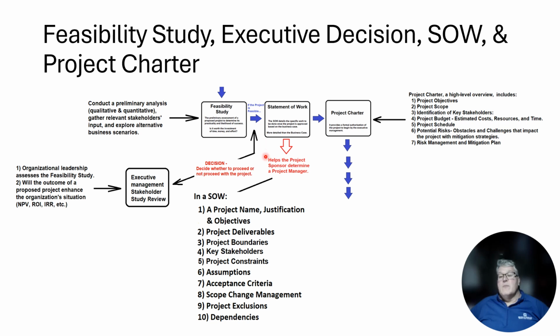Afterwards, we get all this information together again, and as I said before, the information's flowing along. A lot of it is redundant in these documents. We get to the project charter. A project charter is a high-level overview of the project, and it includes, at the very least at base level, project objectives, a project scope, identification of key stakeholders, a project budget with estimated costs, resources, and time, a project schedule, potential risks, obstacles, and challenges that might impact the project, and mitigating strategies to those things. And then the risk management and mitigation plan.